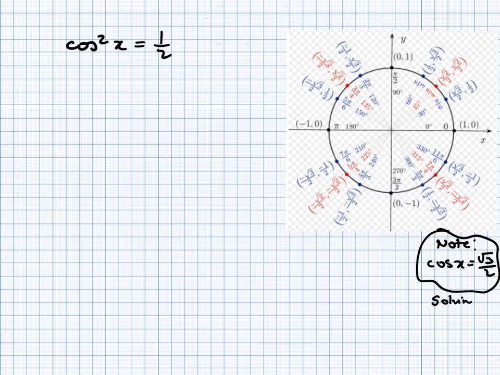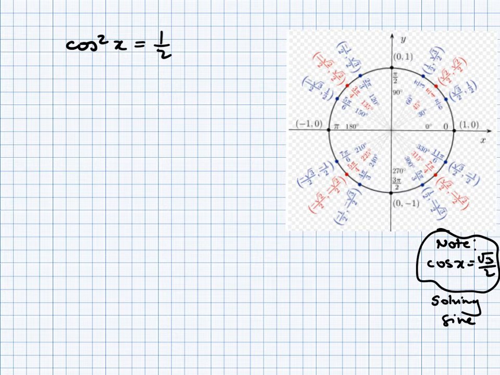solving sine equations algebraically that I have recorded before, and it's very similar. It's just you're dealing now with cosine instead of sine. Now, let's have a look at this question here.